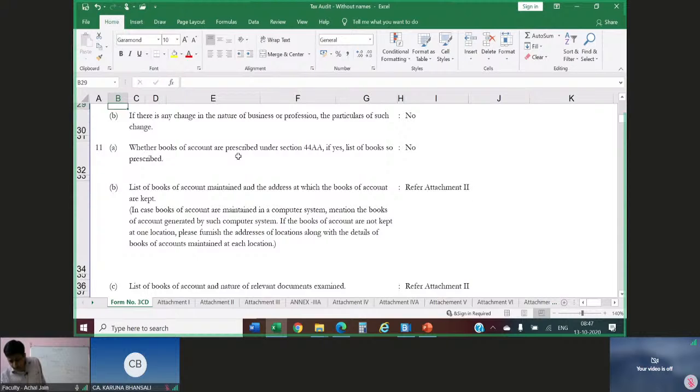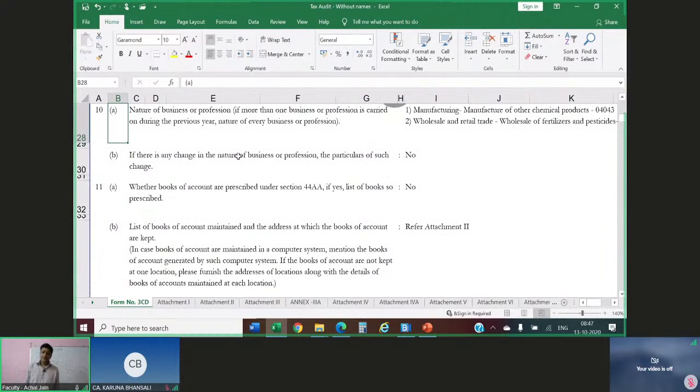clause number 10. It says nature of business or profession of the assessee. 10B says if there is a change in the nature of business or profession, then give the particulars of such change. Now this clause will also come up with a drop down window.